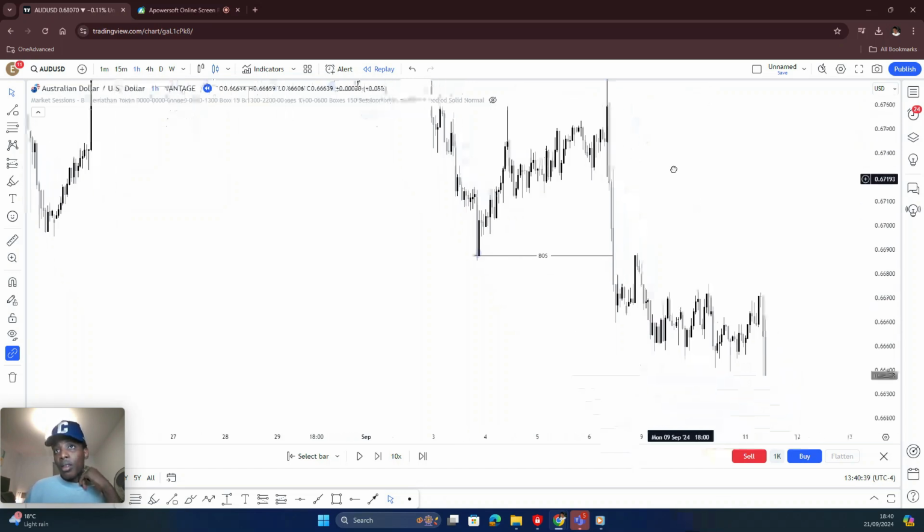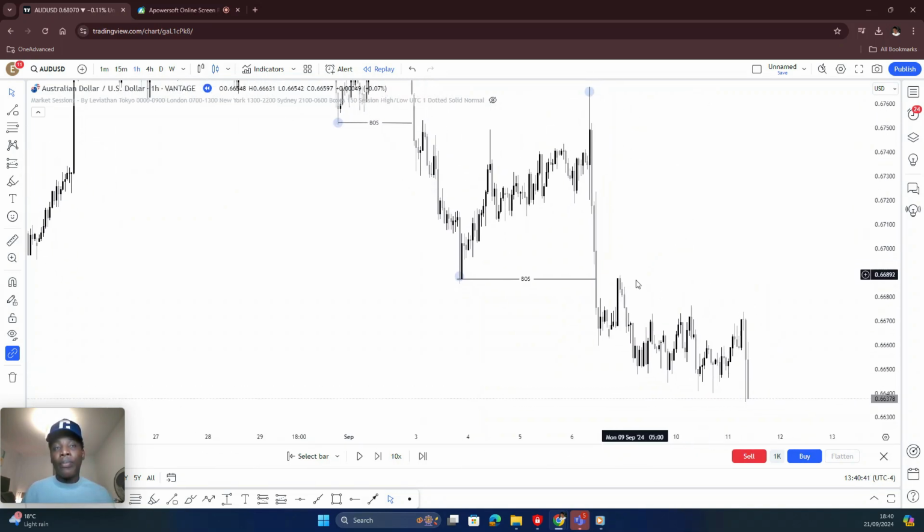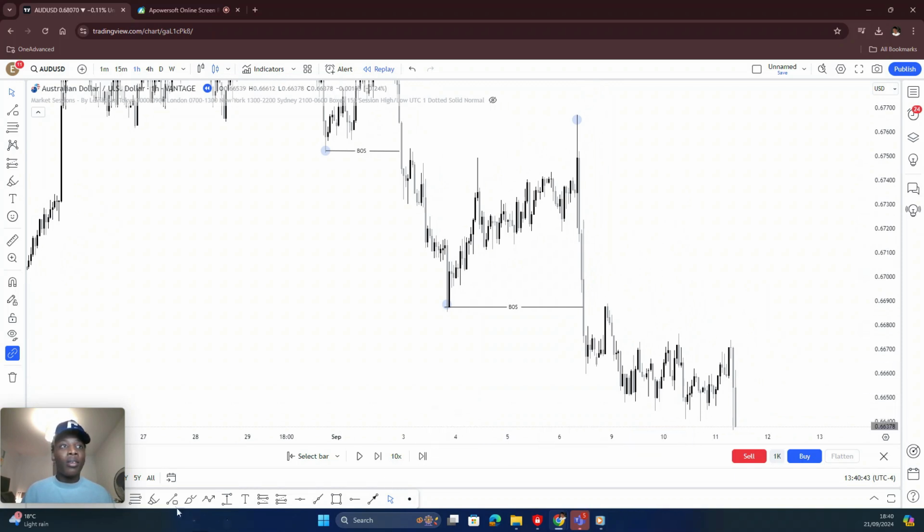Our break of structure right there. I'm going on to the next, and we can see that price is still creating our lower low, lower high, lower low, creating a break of structure to the downside.